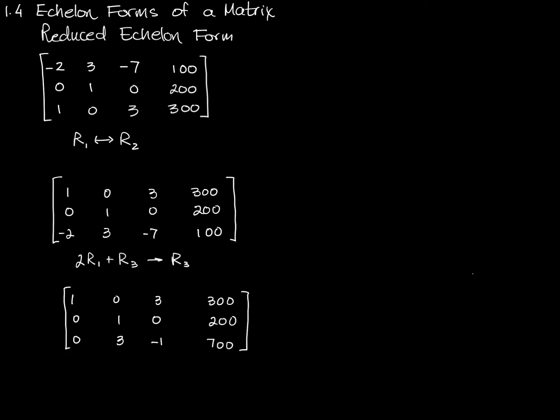The next thing to do to get it into echelon form is to get a pivot in column 2 and get zeros below that. So I'm going to take everything in row 2 here, focusing on column 2, but everything in row 2, multiply by negative 3 and add it to row 3. So I'll be multiplying everything in row 2 by negative 3 and adding it to row 3, and then I'm going to put that into row 3 as a new row 3.